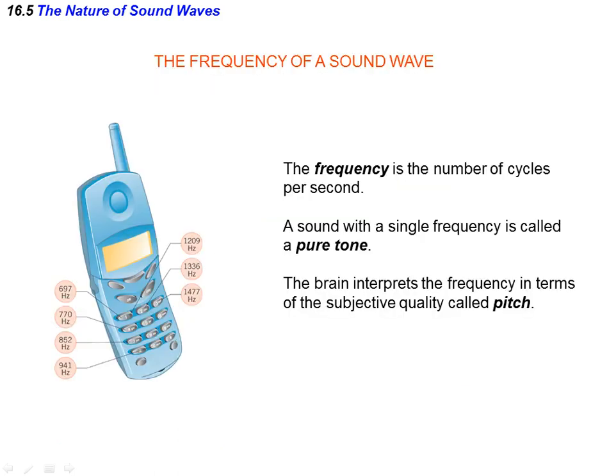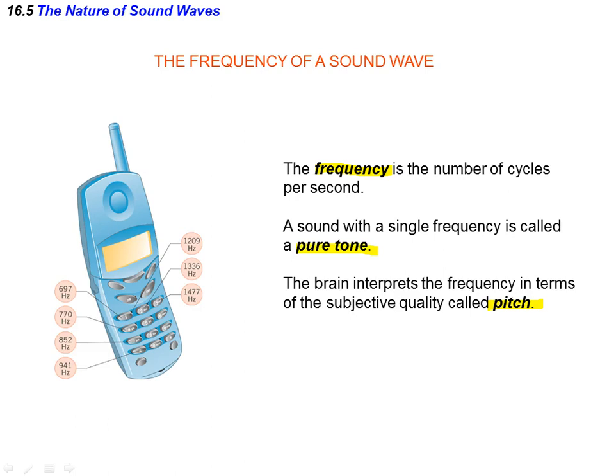Since sound waves are periodic, they have a frequency, and we know the frequency is the number of cycles per second. Well, how does our brain translate the frequency? Well, we translate that frequency as pitch. So higher frequency we perceive as a higher pitch. And so lower frequency we would perceive as a lower pitch. A sound with just a single frequency we call a pure tone.